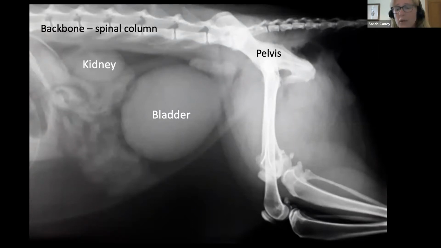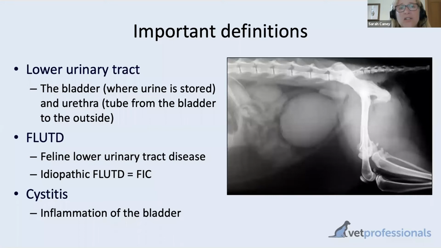So from a lower urinary tract disease perspective, we're talking about conditions that affect the bladder and the urethra. And the urethra is the tube that takes urine from the bladder where it's stored to the outside. So in a female cat, the urethra is quite short. In a male cat, it's longer and also can be narrower.